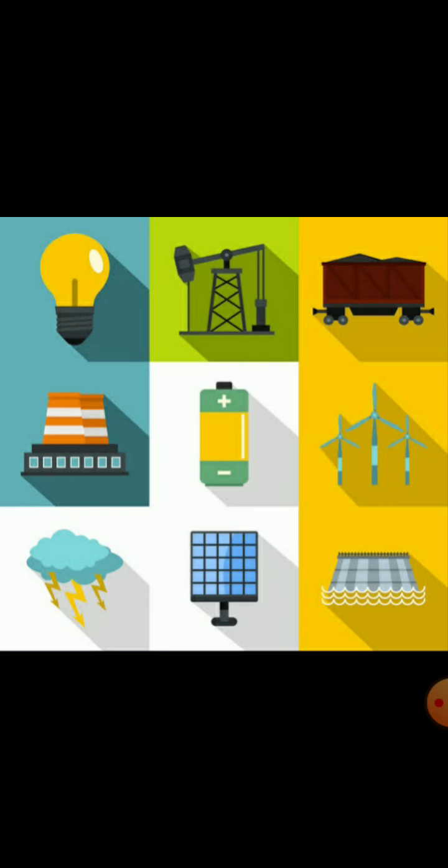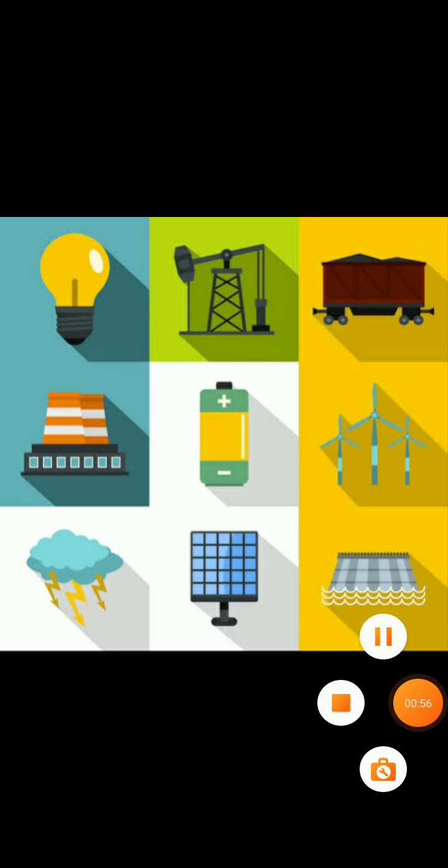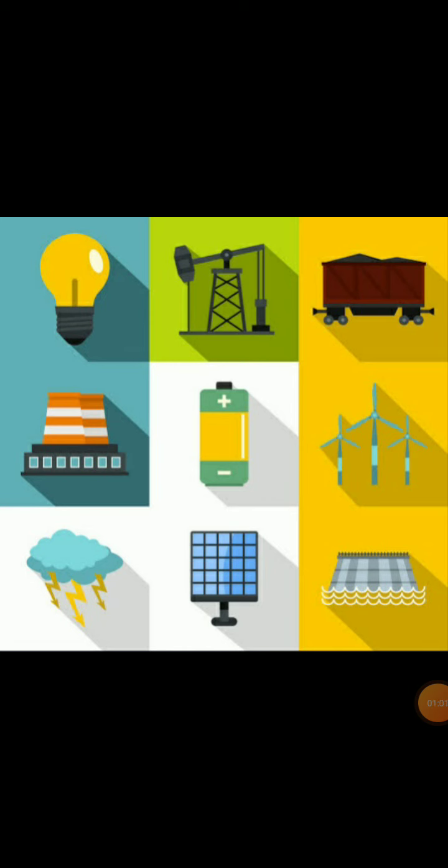In previous classes, you have already learned different forms of energy. We all know certain forms of energy like electrical energy, wind energy, solar energy, light energy, etc. Now, in this chapter, we will learn it in detail.